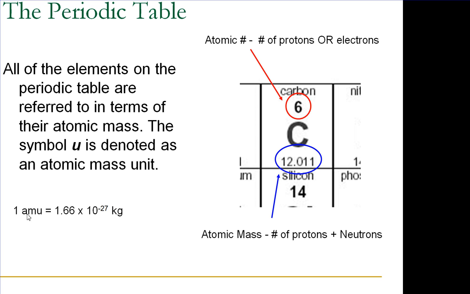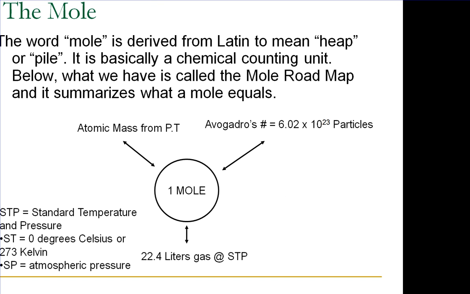They use the term U to denote an atomic mass unit, and one AMU is 1.66 times 10 to the negative 27 kilograms. Now, let's look at what a mole is. A mole is Latin for the word heap or pile. Basically, it's a chemistry unit.